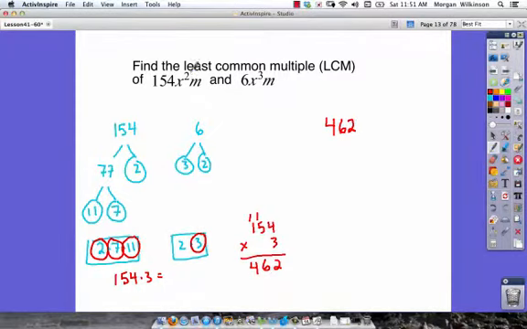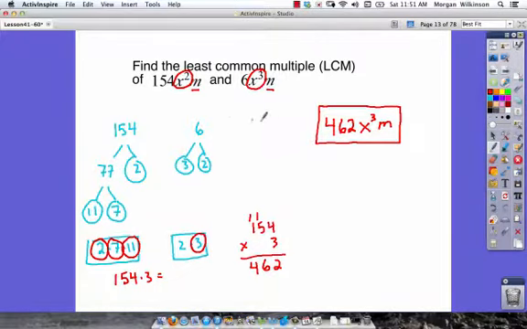Now we've got x squared and x to the third. The least common multiple of those two must be x to the third power. And then we have m and m. Well, the least common multiple of m and m must just be m. So we've got our final answer, 462 x to the third m.